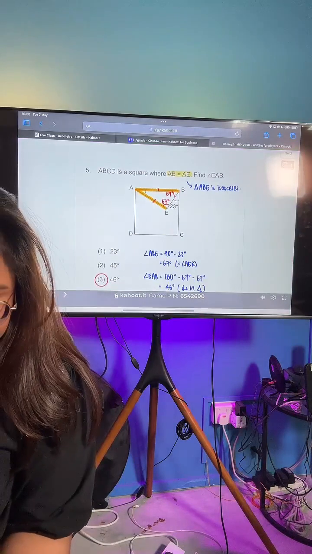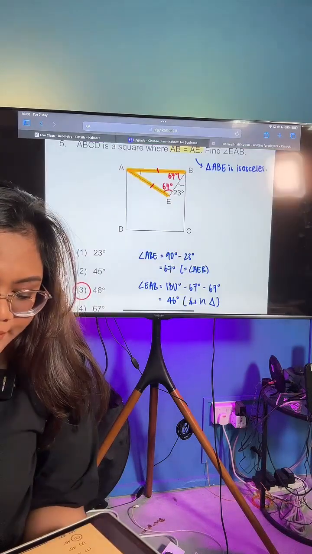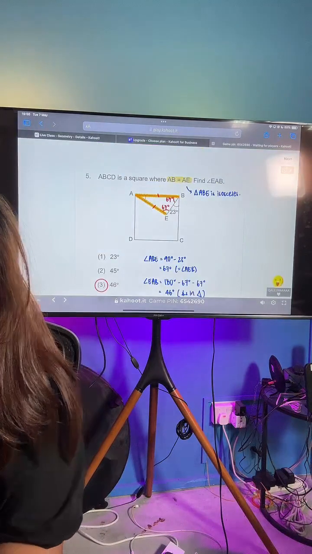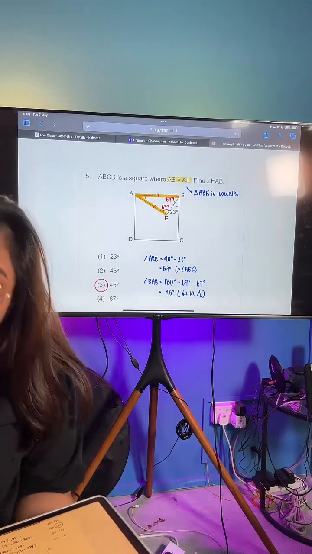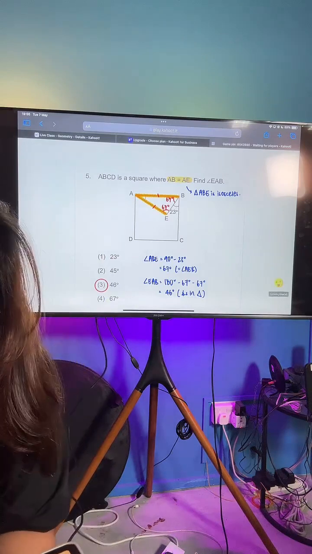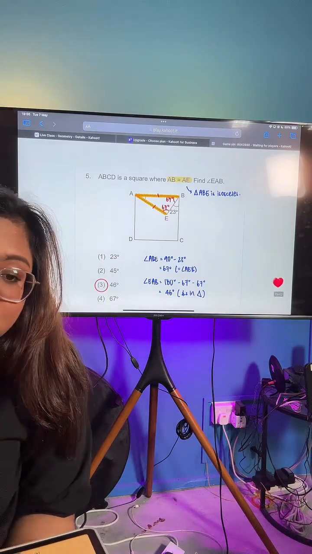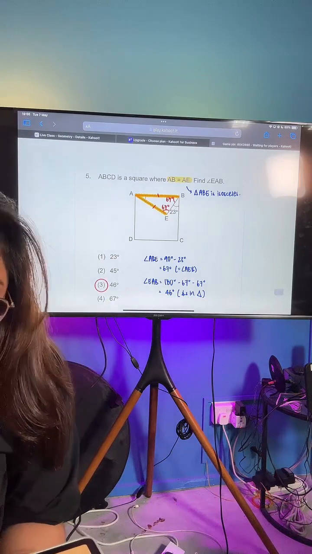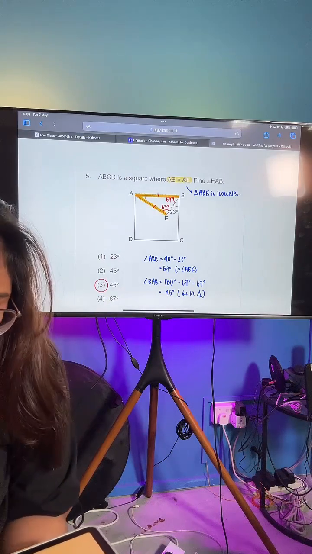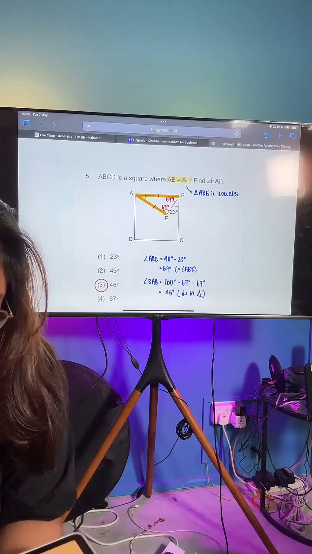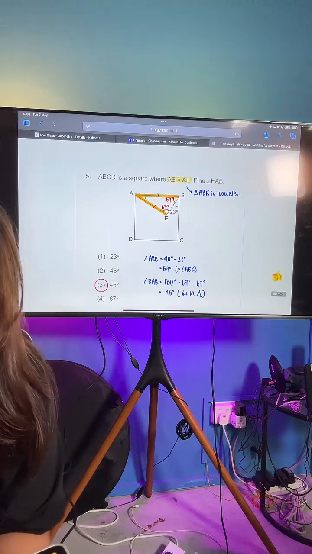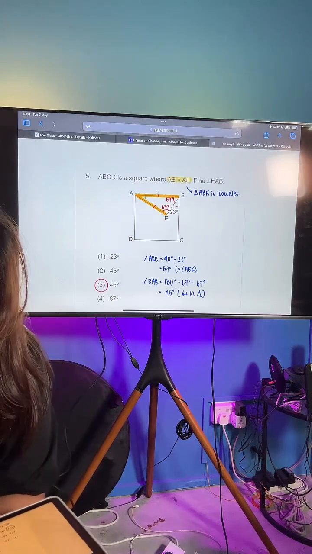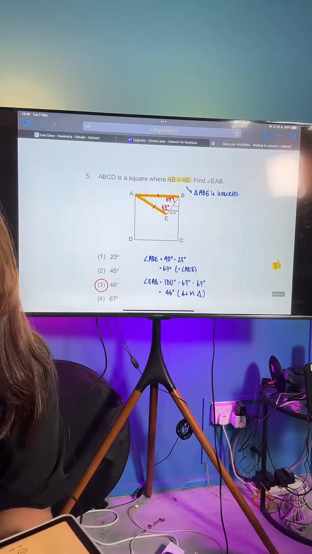Why is the answer not number 1, 23 degrees? That's because we have ABE as an isosceles triangle. AEB is not 90 degrees. Just because it looks like it doesn't mean it must be 90 degrees, yeah? It's not drawn to scale. So the answer will be 46 degrees after you subtract the angles AEB and ABE, which are equal, okay?